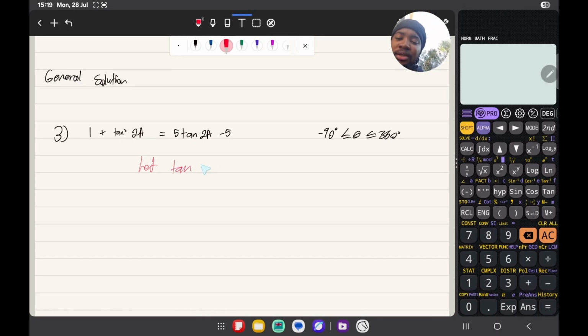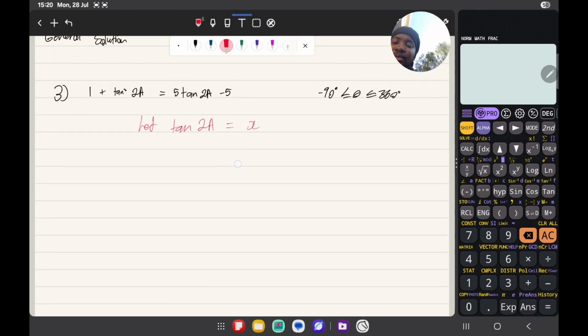Let tan 2a be x. So what does that mean? That means therefore 1 plus x squared equals 5x minus 5. I transpose, I have 0 equals x squared minus 5x plus 1 plus 5, so I have 6: x squared minus 5x plus 6.